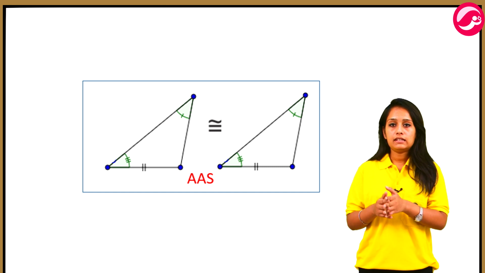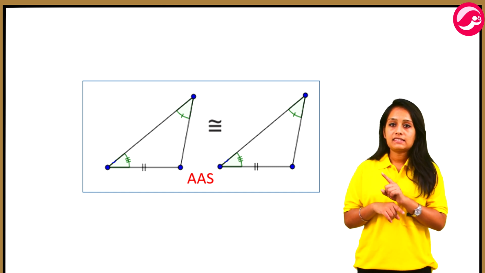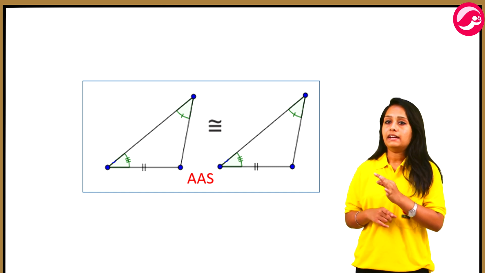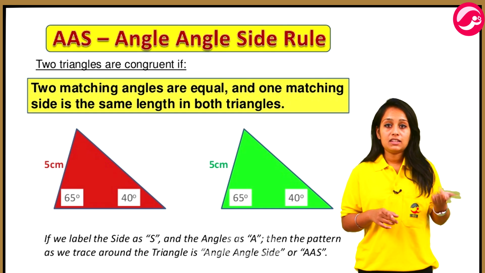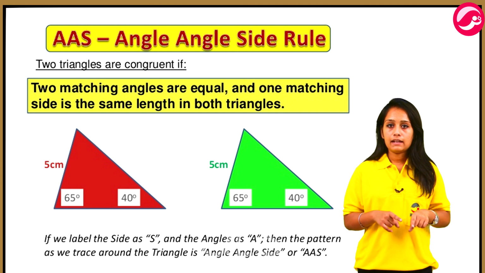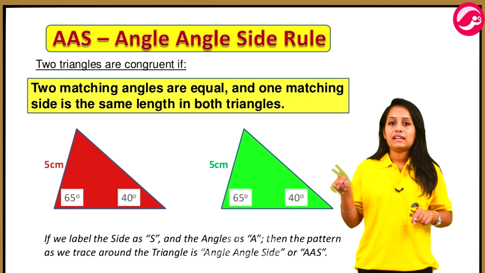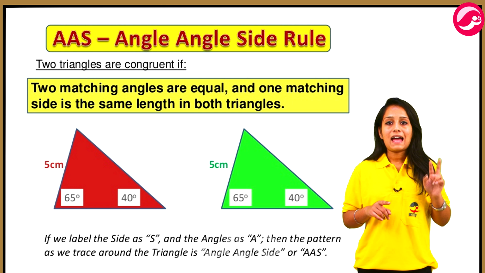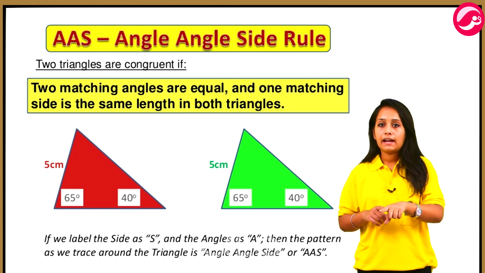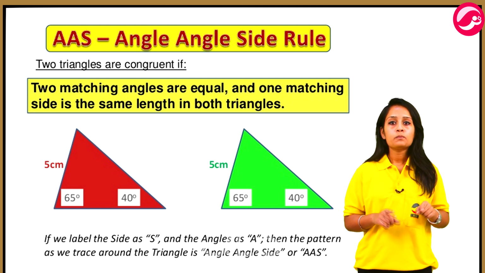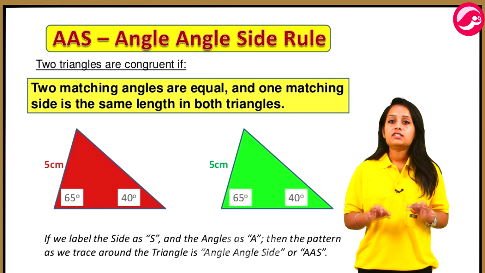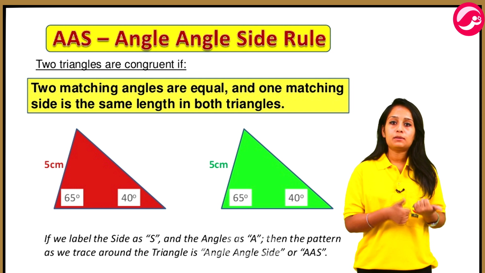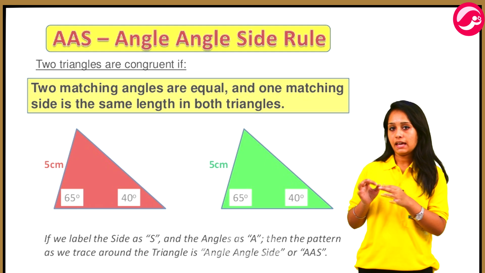The fourth method is AAS. AAS stands for angle, angle, side and means that we have 2 triangles where we know that 2 angles and the non-included side are equal. That is, the angle, angle, side rule states that if 2 angles and a non-included side of one triangle are equal to 2 angles and a non-included side of another triangle, then the triangles are congruent. This rule may sometimes also be referred to as SAA.